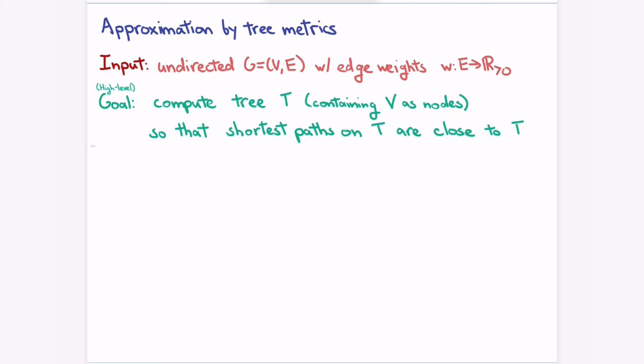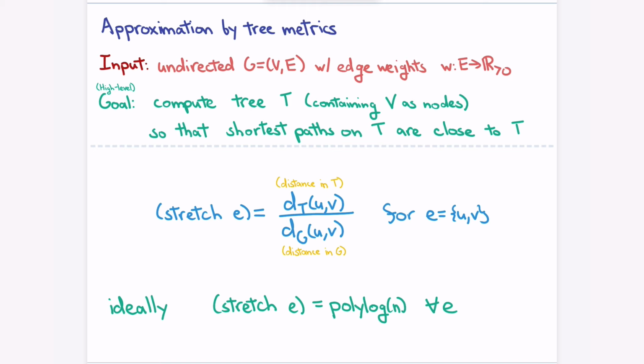Okay, so how are we going to measure it? Let's assume that the distances in the tree are greater than or equal to the distances in the graph. If not, then just increase them so it's normalized. Then I'll say the stretch for an edge is this ratio: the distance between the two vertices in the tree versus the distance in the graph. This will be greater than or equal to 1 after scaling. And I want this to be as small as possible, like polylog would be great.